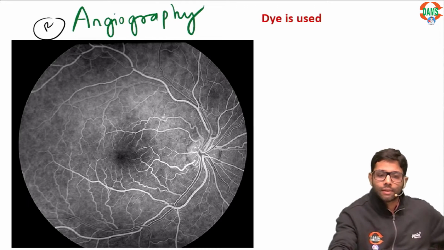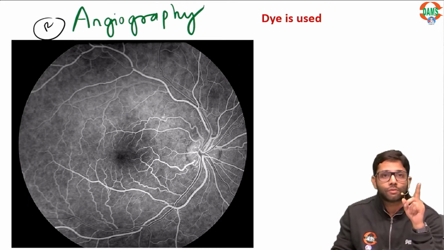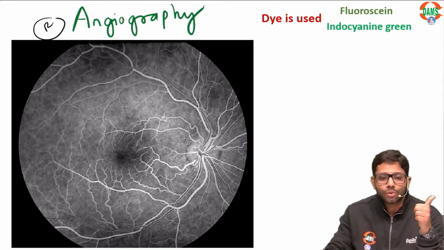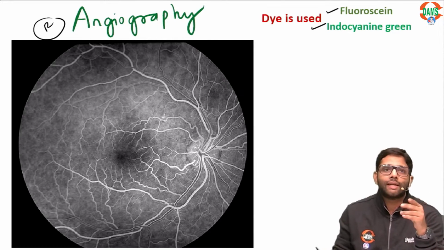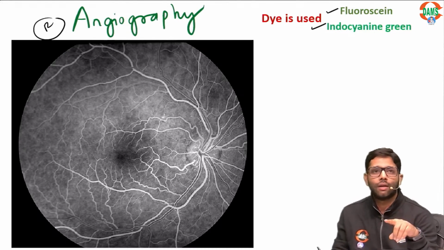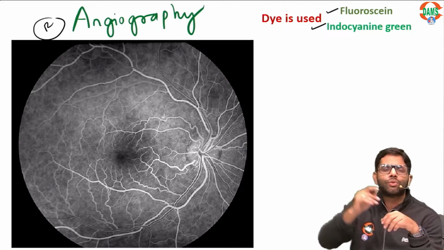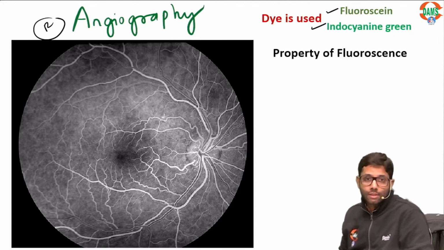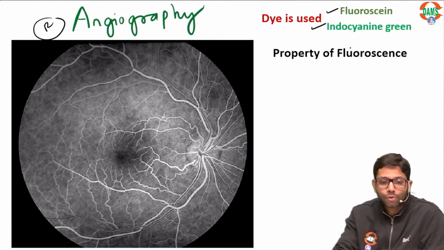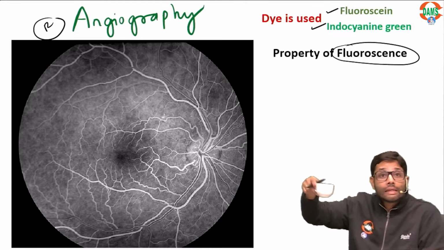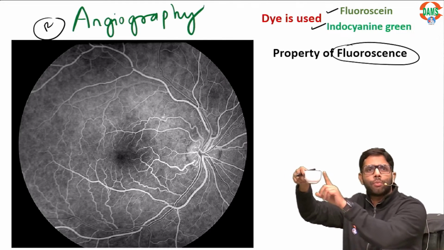One thing is, a dye is used in angiography. First question, which dyes? Answer is, fluorescein dye can be used, indocyanine green dye can be used. This is the which, fact. Why only these two dyes can be used? Because these two dyes have a property of fluorescence. A very, very important property of fluorescence is, I will call this cup of tea or whatever a fluorescent object.